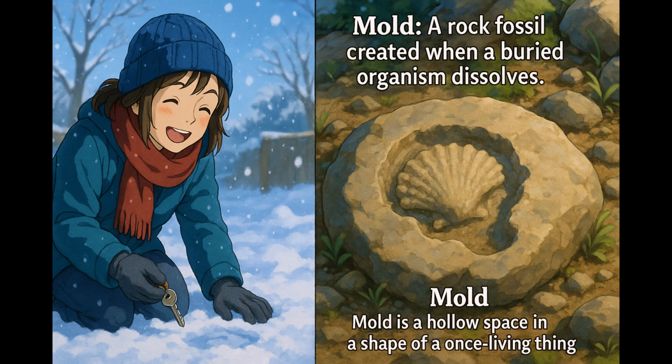This is similar to how a rock fossil mold is formed when an organism buried in sediment dissolves, leaving behind an impression. Just like the keys leave an imprint in the snow, the dissolved organism leaves a mold in the rock, capturing its shape even though the original object is gone.